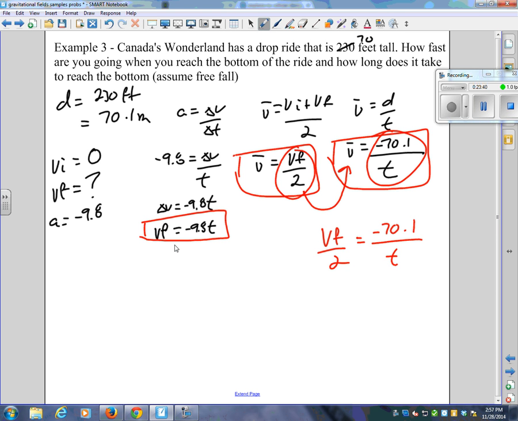Okay. Is this already isolated? It is. I've got VF equals. No, I mean that the variable VF is isolated. So I'm going to take this minus 9.8 and I'm going to put it where? Oh, this is challenging. I get that. What about the T? Oh yeah, the T's going too, right? So it's going to be minus 9.8 T over 2, right? This VF is minus 9.8 T over 2 equals minus 70.1 over T.